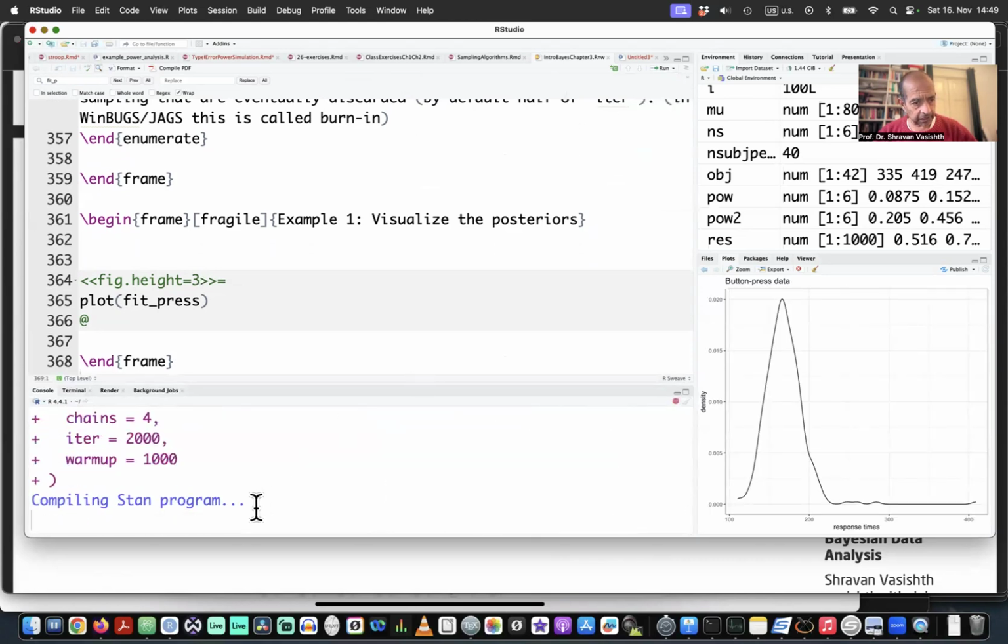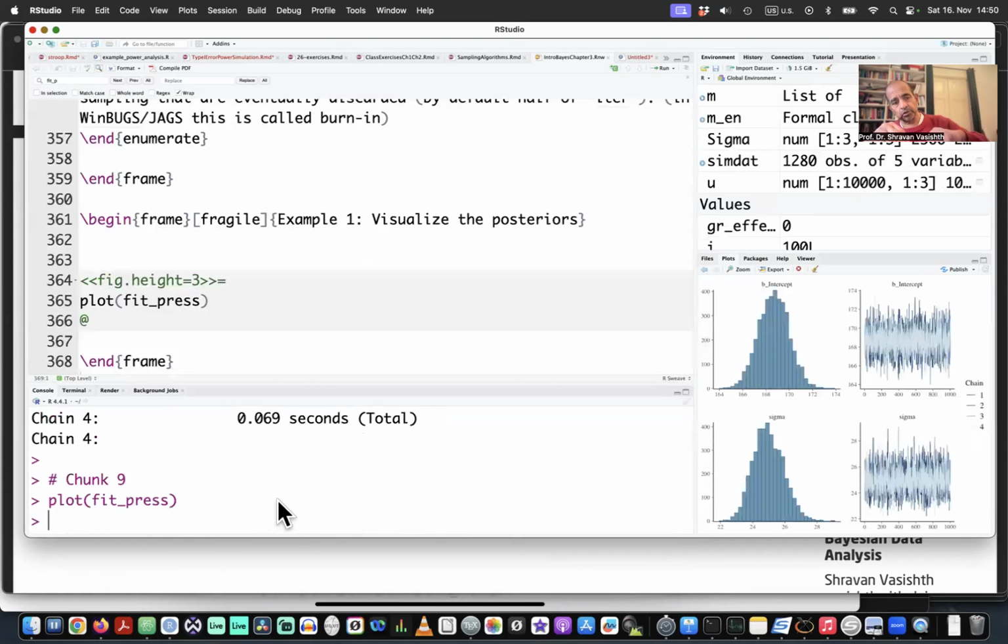So I'm fitting the fit press model. And of course, one thing to notice is that even such a simple model takes quite a while to fit relative to the LM function. That will usually be true, right? So it's a little bit annoying that the Stan program takes so long, but what's going on here is that the BRM syntax is being translated into Stan syntax, and then the Stan syntax is being used to compile a C++ file, and then all that takes time. So it takes a little bit of time to do it.